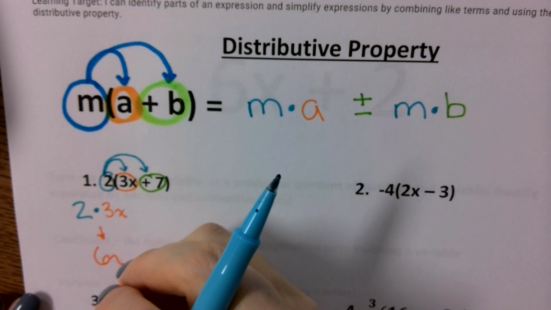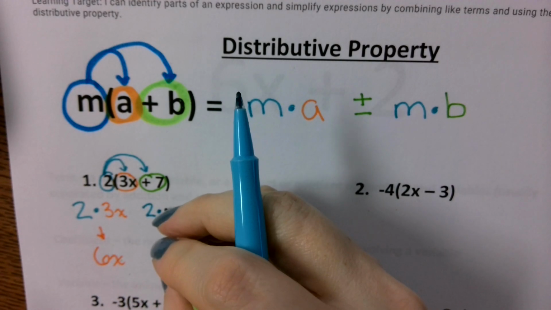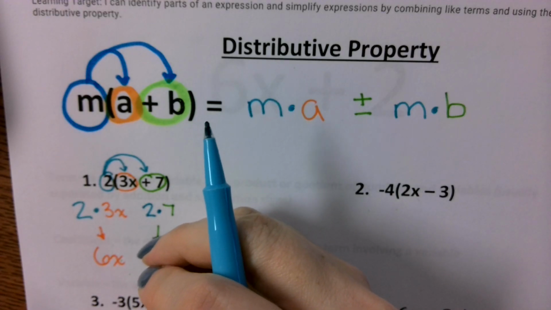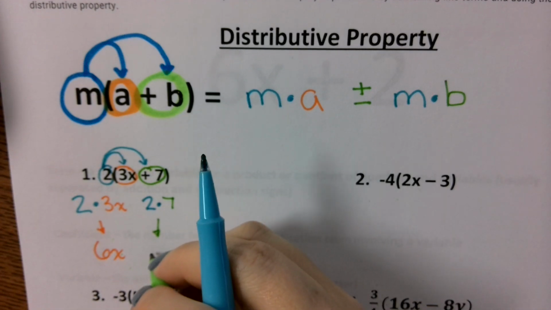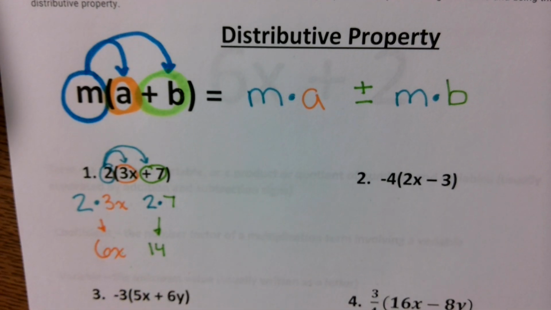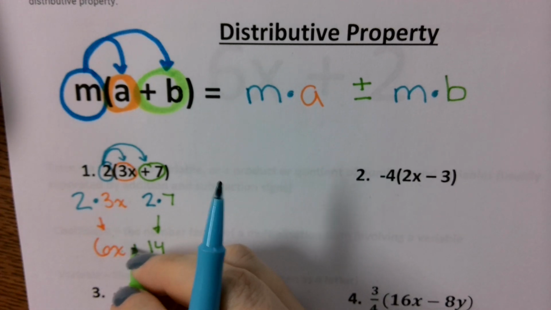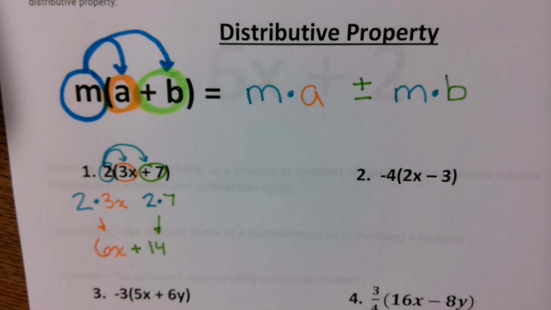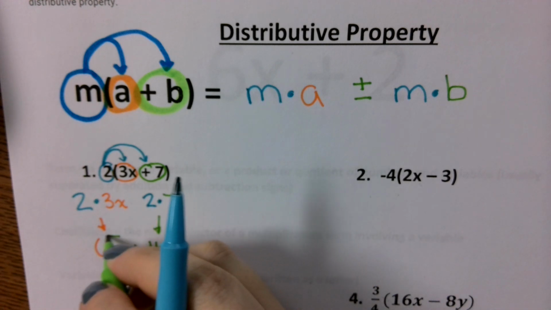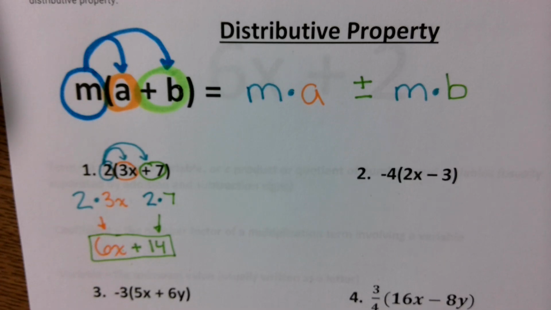6x. Then we're going to take 2 and multiply it by a positive 7. What's 2 times positive 7? 14. And it's positive 14, so what should I put? Am I just going to write 14 here? No, what do I need to put here to indicate that it was positive? A plus sign. You have to put the plus sign with it to indicate that 14 was a positive product. So there's your final answer, 6x plus 14. You can't combine anything because there are not like terms.